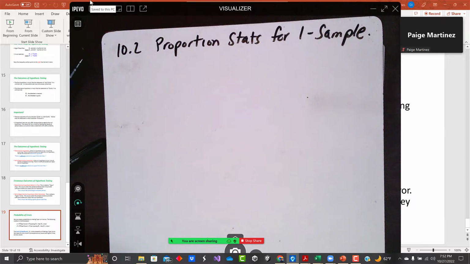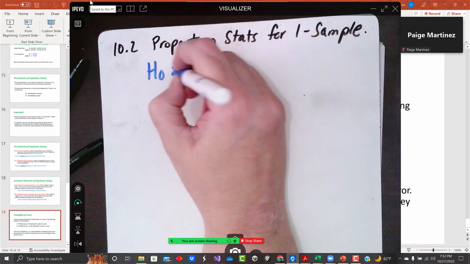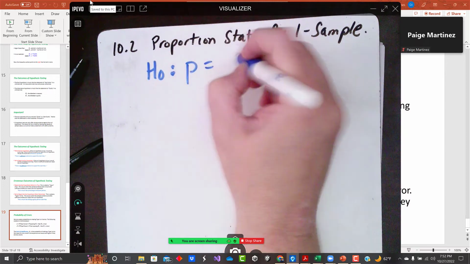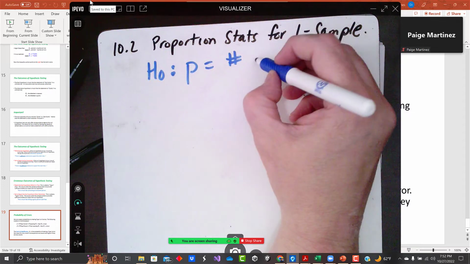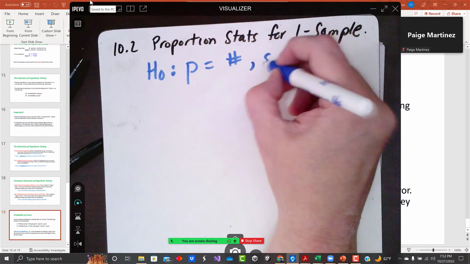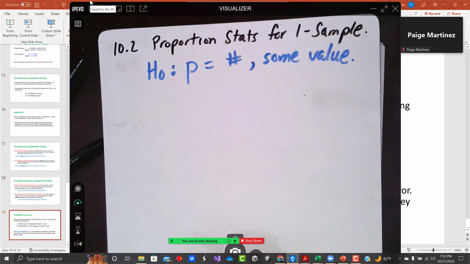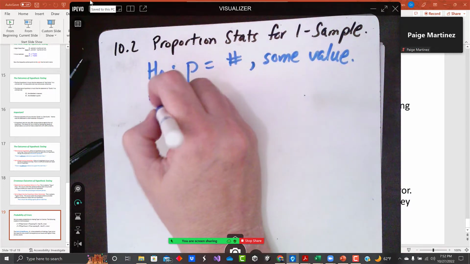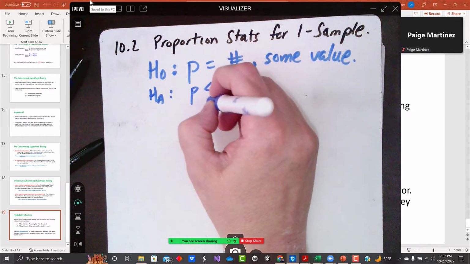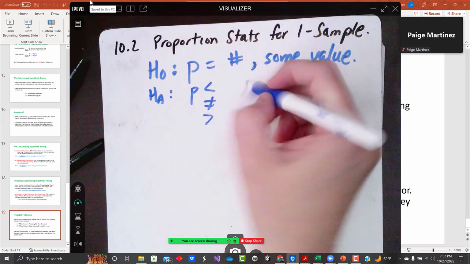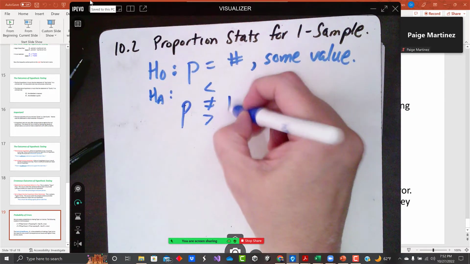So in this particular circumstance, we will have H naught is P equals some value. HA, P is either less than, not equal to, or greater than. All right, put P down here. That same value.